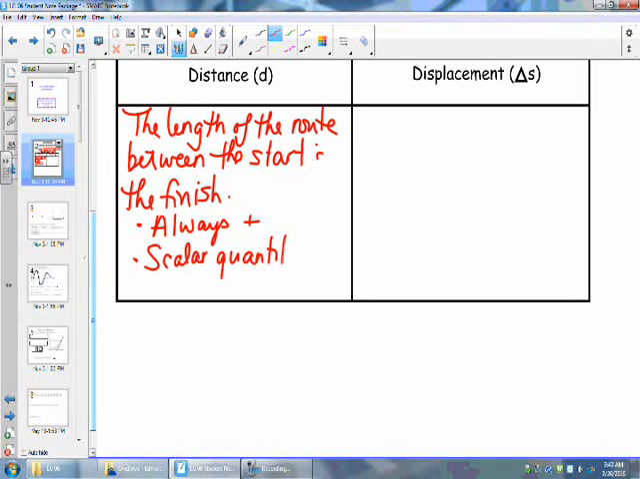And what does that mean? Well, it doesn't have a direction. So you just say, I traveled this much, or this many kilometers. That's a distance. Displacement is a little bit different.